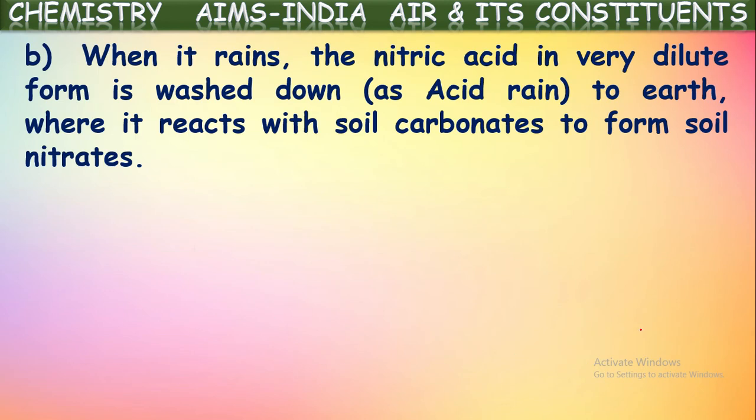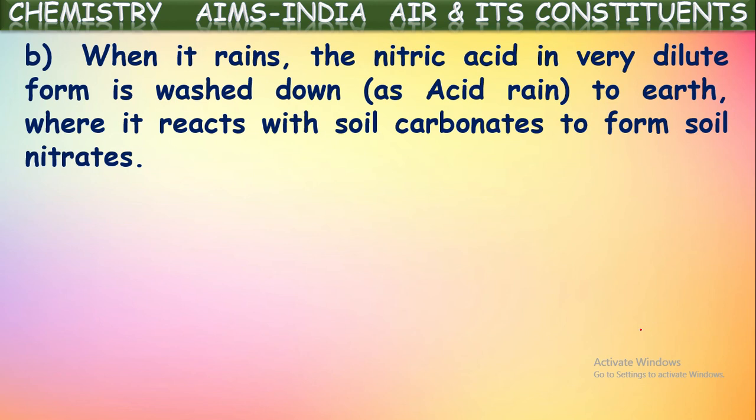So when it rains, what happens? This nitric acid formed in the atmospheric air dissolves into rainwater. So it forms acid rain. When it rains, the nitric acid in very dilute form is washed down to the earth, where it reacts with the soil carbonates to form soil nitrates.